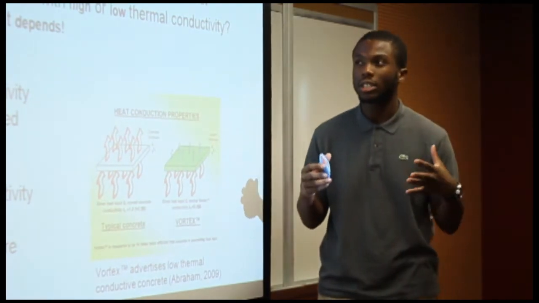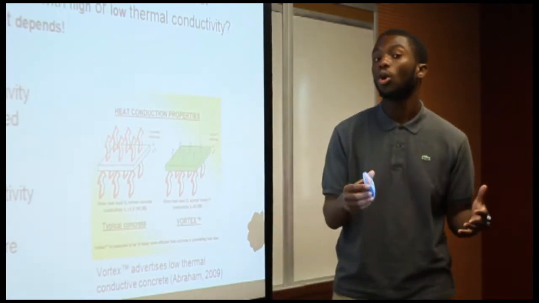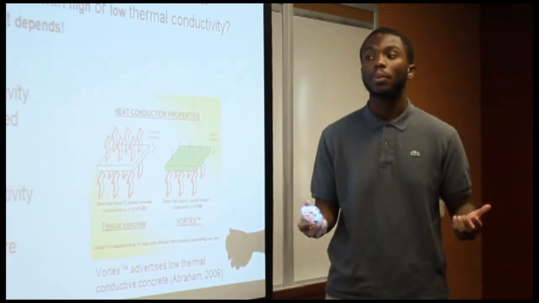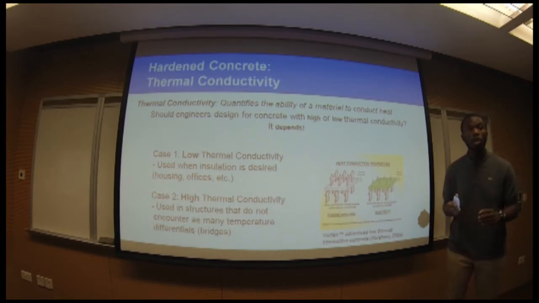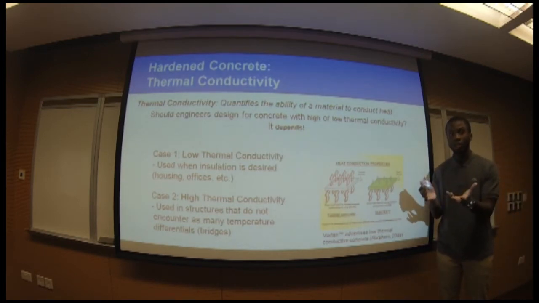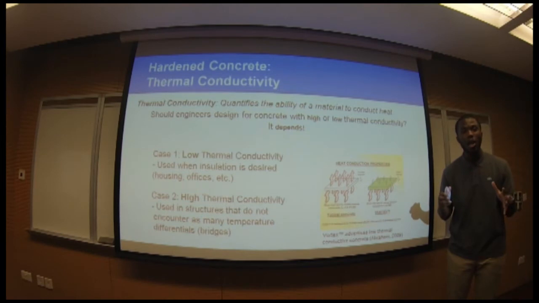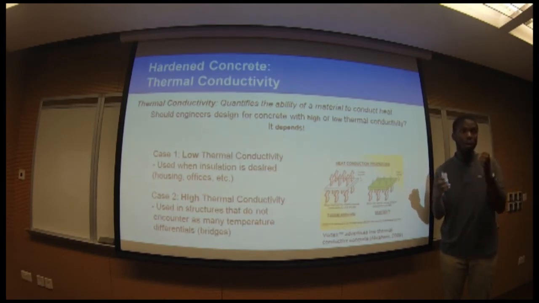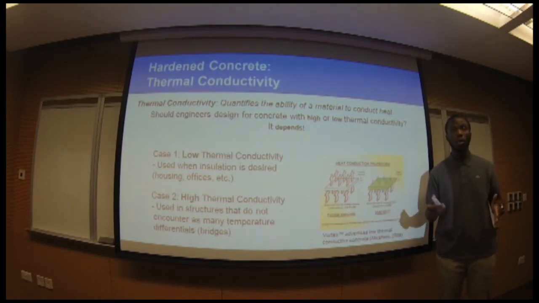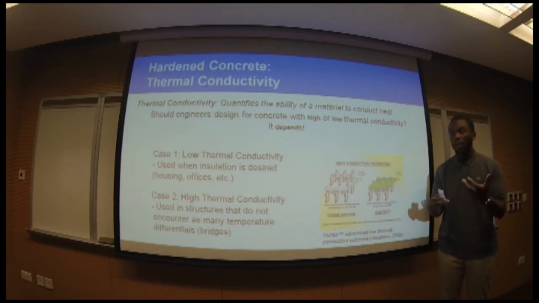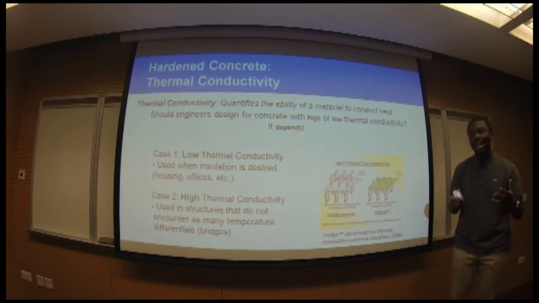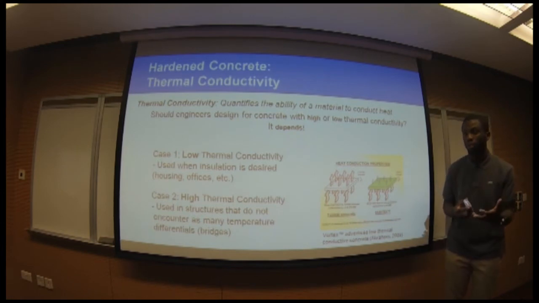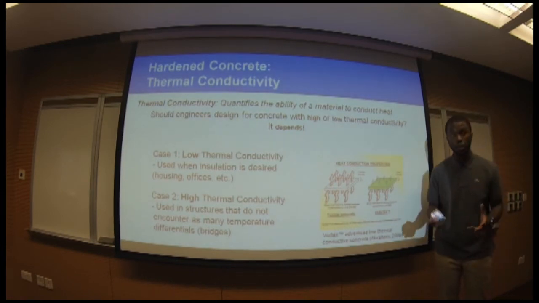So, should engineers design for concrete with high or low thermal conductivity? Well, it depends. In one case, you will want low thermal conductivity when you want insulation. For example, in a house or anywhere that people are working, you don't want too much heat to be able to easily pass through your blocks or the outer structure. However, in another case, you may want high thermal conductivity where this structure does not encounter as many temperature differentials, an example of a bridge.